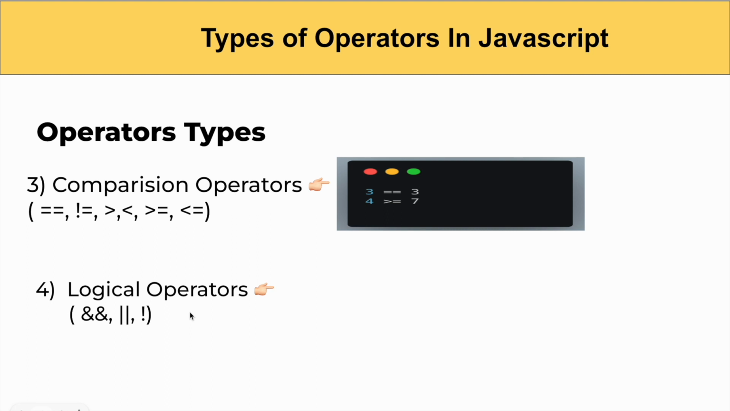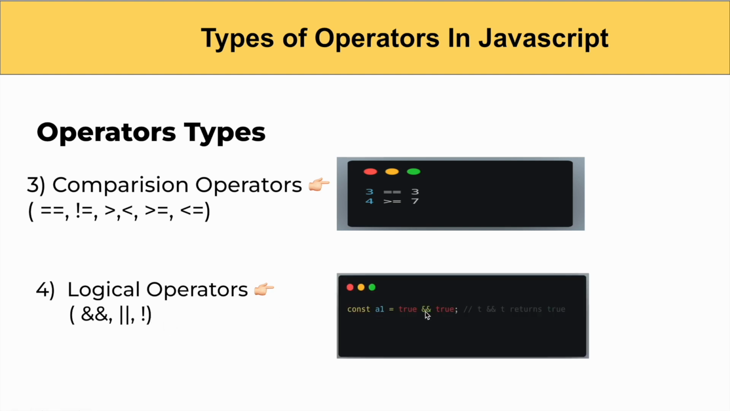Then we have logical operators, which are the and operator, the or operator, and this is the negation operator. Here you can see a simple example of the and operator. We will discuss all these operators in detail. This is just a brief overview. So now let's get to the code editor and start working.